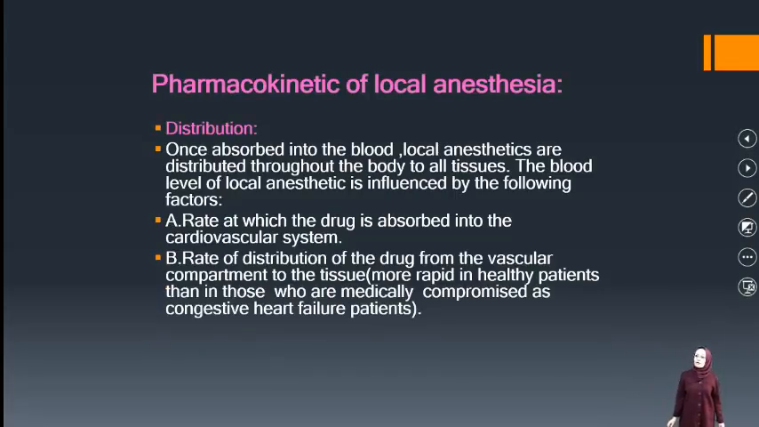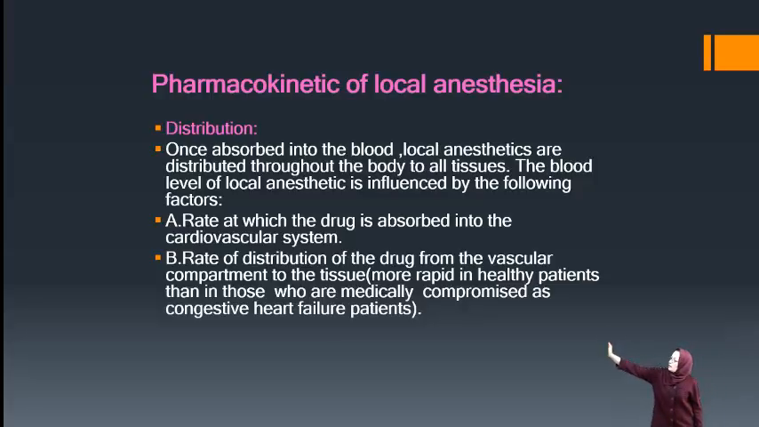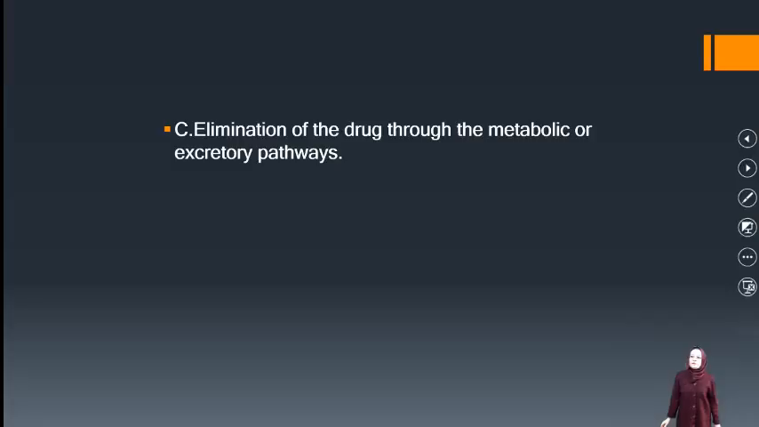Now we come to the pharmacokinetics of local anesthesia. Distribution. Once absorbed into the blood, local anesthetics are distributed throughout the body to all tissues. The blood level of local anesthetic is influenced by the following factors: A, the rate at which the drug is absorbed into the cardiovascular system. B, the rate of distribution of the drug from the vascular compartment to the tissues, which is more rapid in healthy patients than in those who are medically compromised, such as congestive heart failure patients. C, elimination of the drug through the metabolic or excretory pathways.